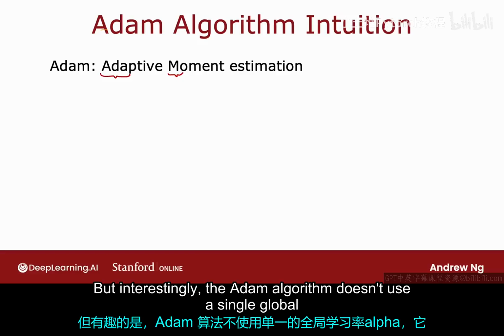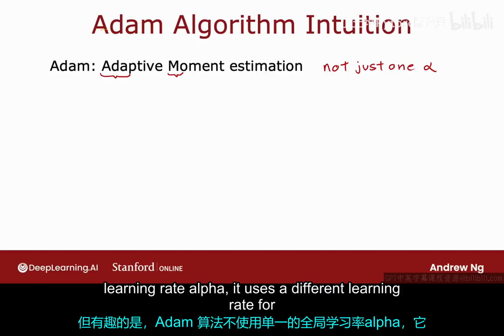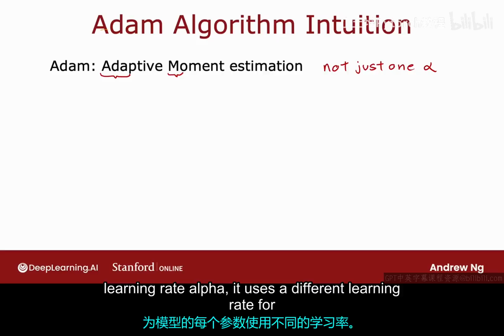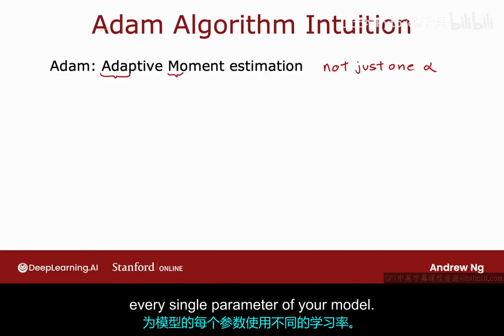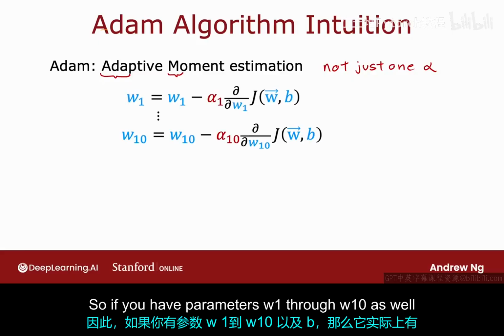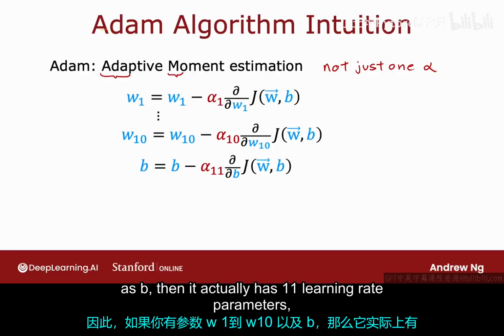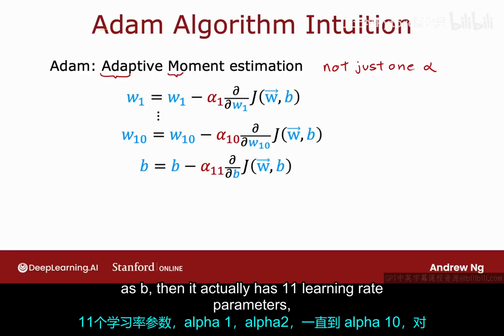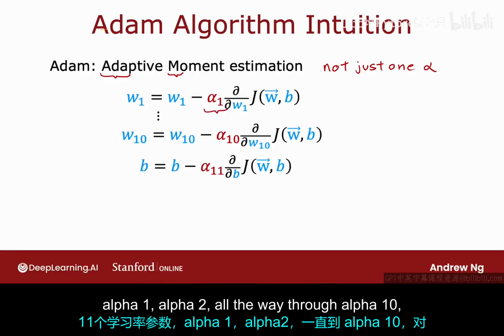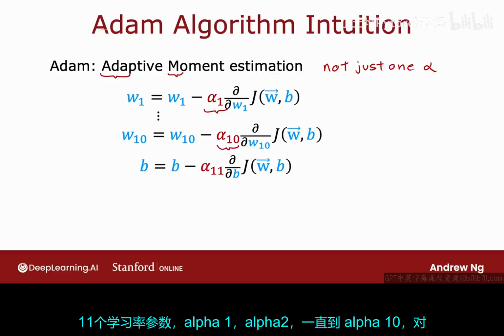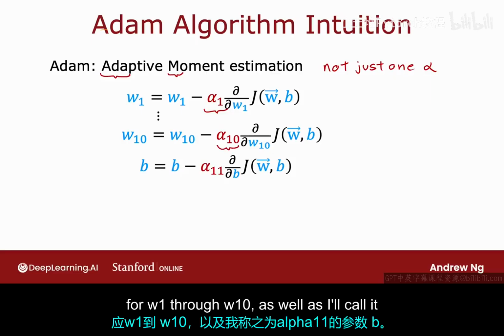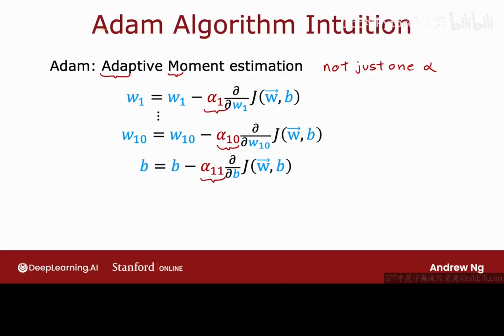But interestingly, the Adam algorithm doesn't use a single global learning rate alpha. It uses a different learning rate for every single parameter of your model. So if you have parameters W1 through W10 as well as B, then it actually has 11 learning rate parameters, alpha 1, alpha 2, all the way through alpha 10 for W1 through W10, as well as I'll call it alpha 11 for the parameter B.